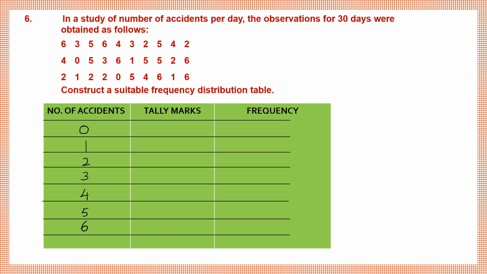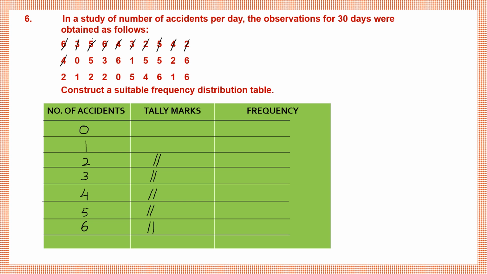Now we have to put the tally marks. Let's begin with the first number 6. So put the tally mark. You can put a straight line or a slightly slanting line. Then we have 3, so one tally mark for 3. Then 5, so we have 5. Then 6, one more 6. Then go ahead like that, 4, 3, 2, 5, 4, 2. So we have finished the first row.